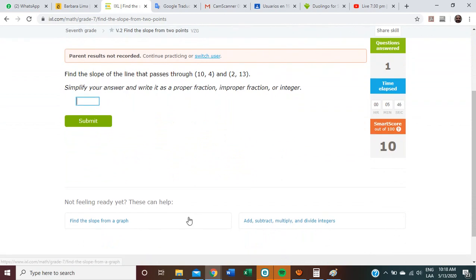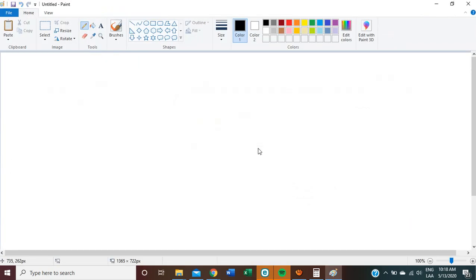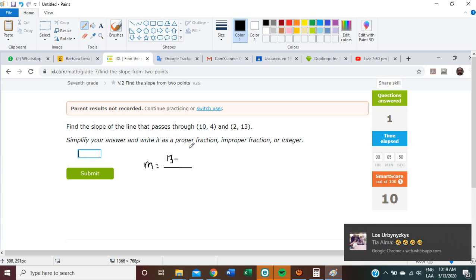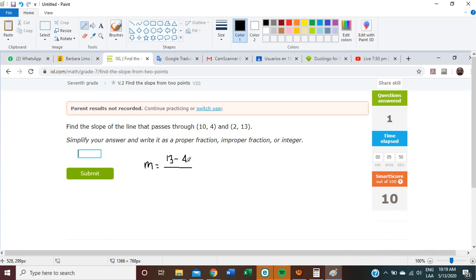Now we have this other problem. Let me just get a new one. So for the change in y, remember I am going to start with the second coordinate. It's 13. This is y. 13 minus 4. Remember, the second number in a coordinate refers to y, divided by x: 2 minus 10. Equals 13 minus 4, 9, and 2 minus 10, negative 8. I am not going to explain about the subtraction of negative numbers and things like that.